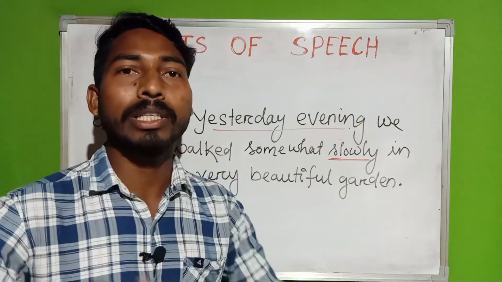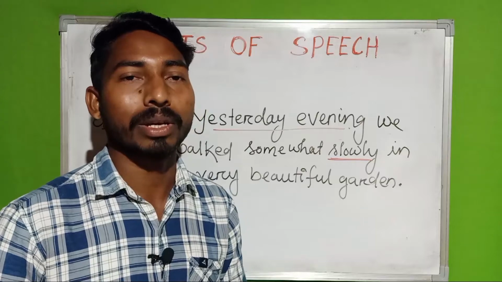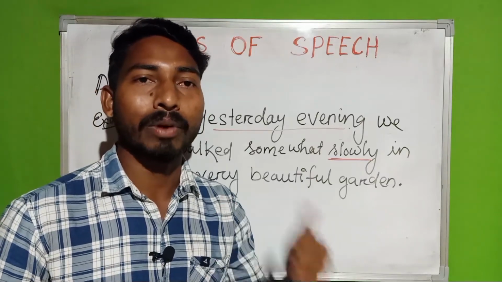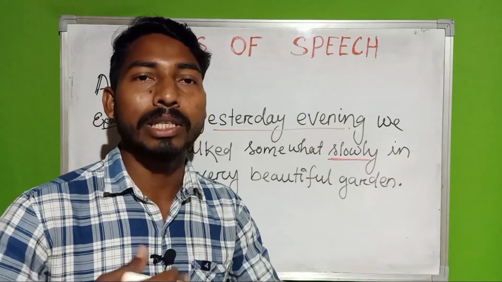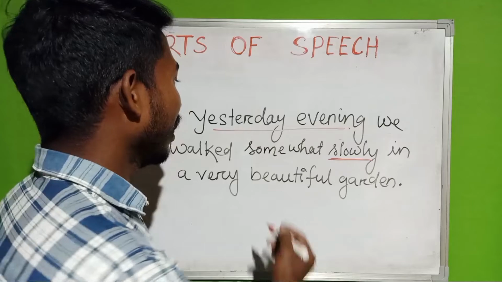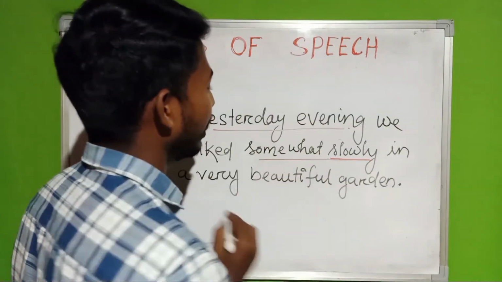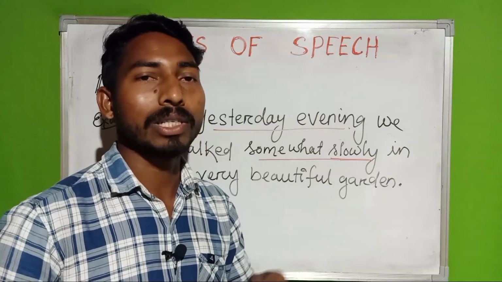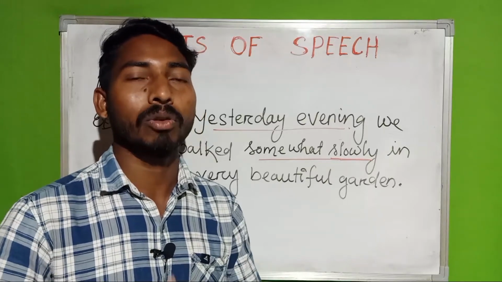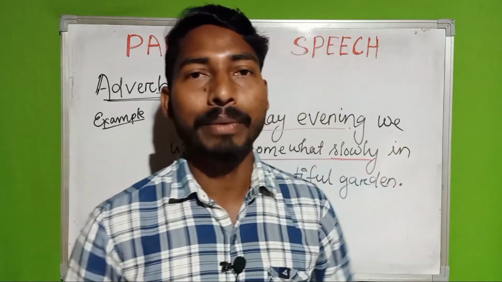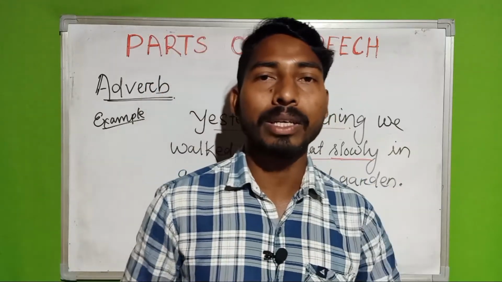How slowly did we walk? If someone asks, or if you ask yourself, how slowly did we walk, then you can say somewhat slowly. Somewhat means a very little, that means very slowly. Very slowly we walked. So you can see here one adverb giving information about another adverb.